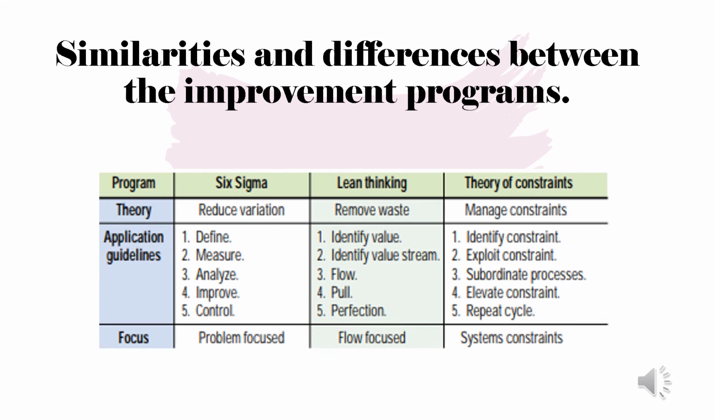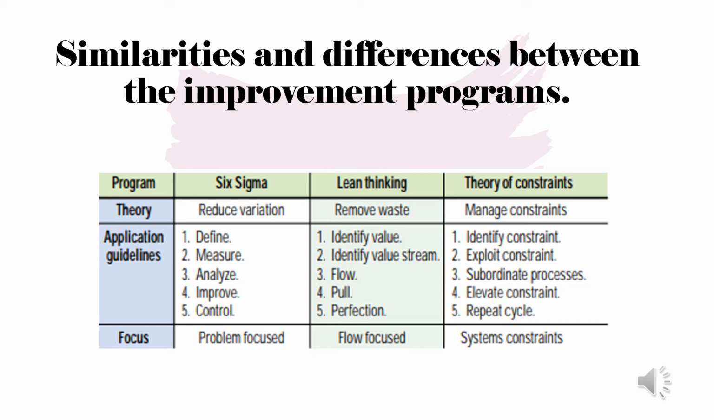Similarities and differences between the improvement programs. The theory of Six Sigma is reducing variation. The theory of lean thinking is removing waste. The theory of constraints is managing the constraint.